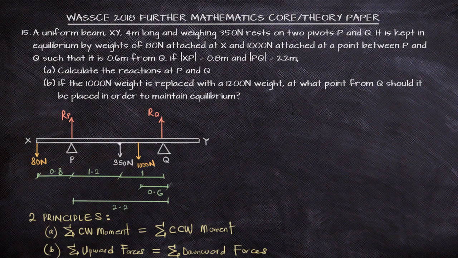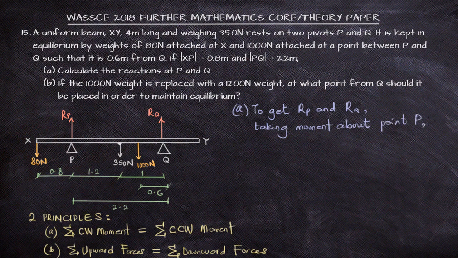So, we can go ahead and find the solution to question A, in which we are asked to get the reactions at points P and Q. From the diagram, we have RP and RQ as the reactions at these two points. If we take the moment about point P, we can find the clockwise and counterclockwise moments, and by equating them, we'll be able to solve for one of these reactions.